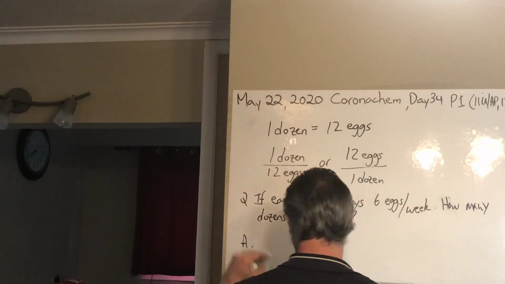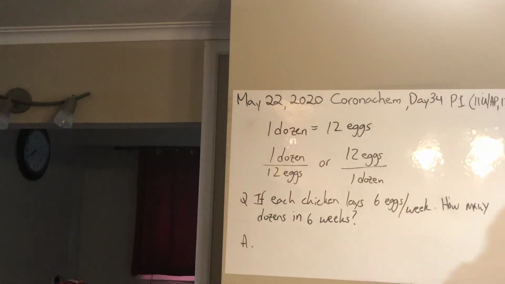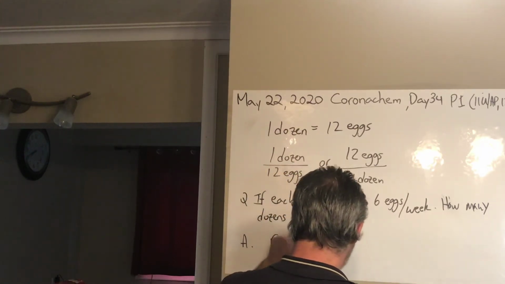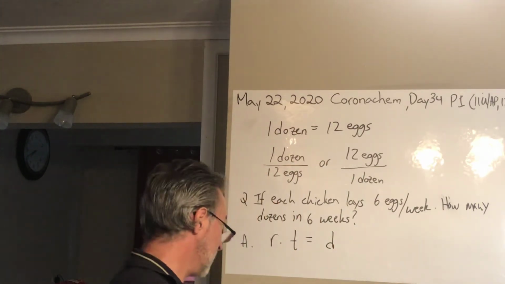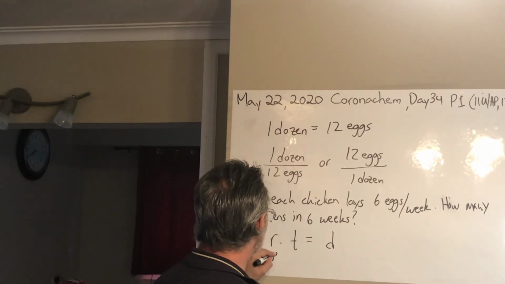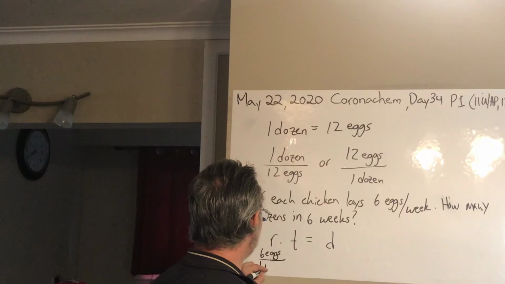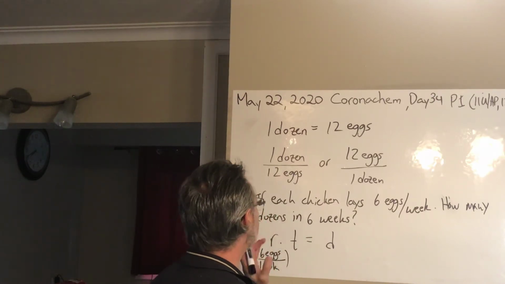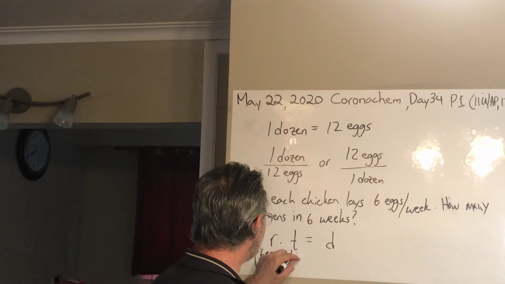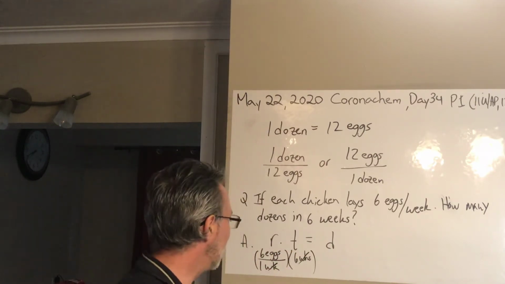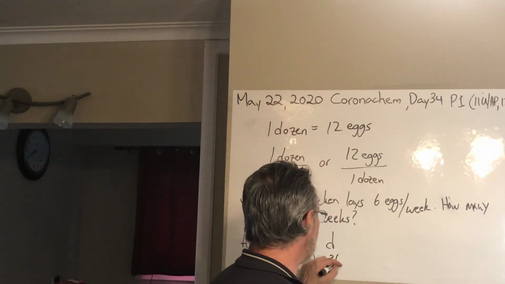Okay, answer. We have a rate here going on. Okay, so you got a rate, you got time, and you want the distance. That's the number of eggs. The rate is 6 eggs per 1 week. The time is 6 weeks. So your weeks are going to cancel, and your distance is 36 eggs.